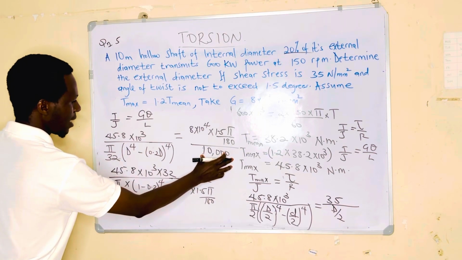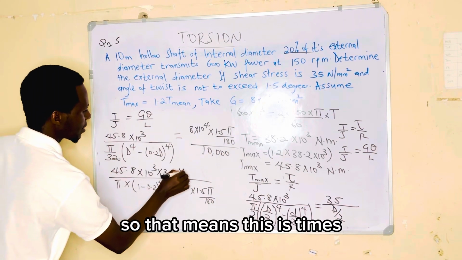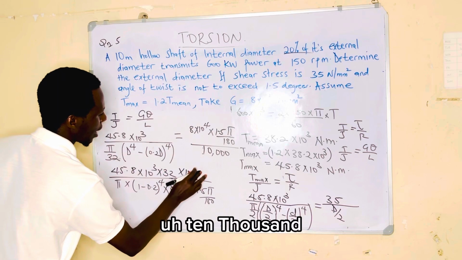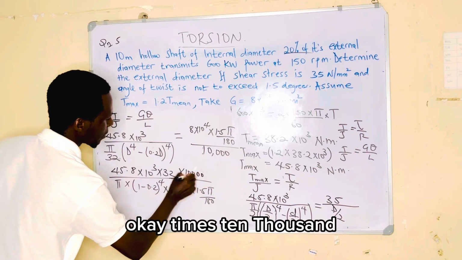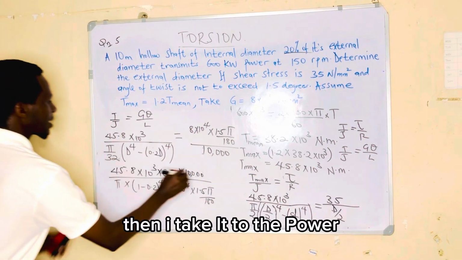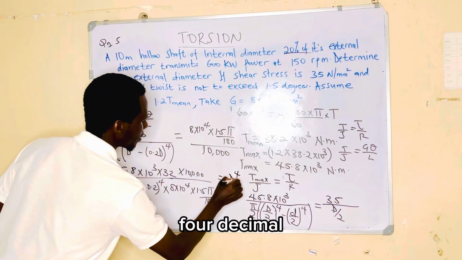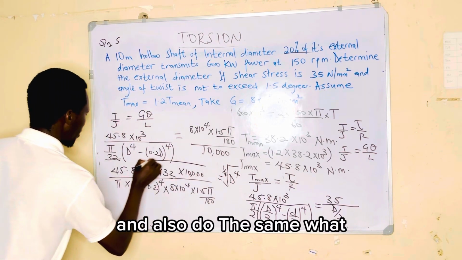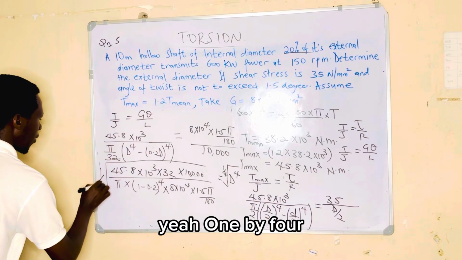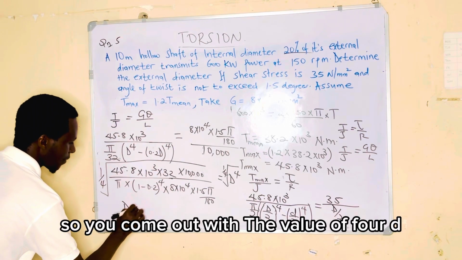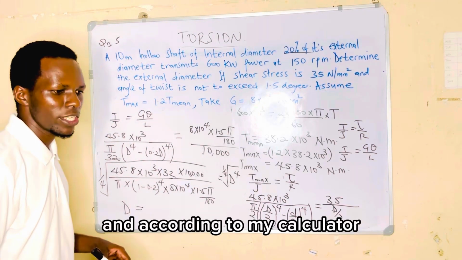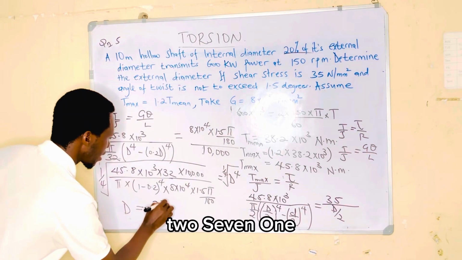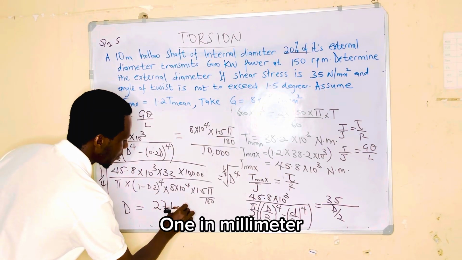This denominator, I can bring it up here. So that means this is times what? Times 10^4. Okay, then I take D to the power 4 this side. So get this fourth root here. And also do the same what? Here, 1 by 4. So you come out with the value of what? D. And according to my calculator, I'm getting 271 in millimeter.